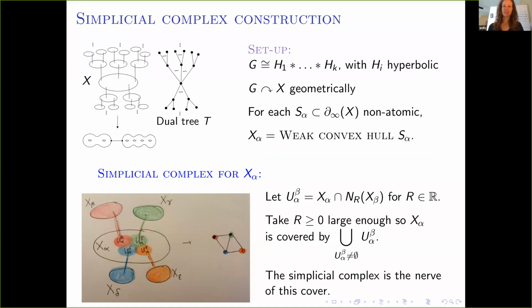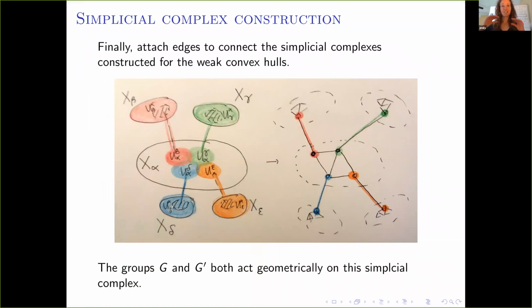Then the simplicial complex for the weak convex hull X sub alpha is just the nerve of this cover. There is one vertex for each set U alpha beta, and they're connected by an edge if the two sets intersect. And you can prove that this nerve is quasi-isometric to the weak convex hull X sub alpha. So we're going to replace X sub alpha with this simplicial complex. And you can do this for each non-atomic component in the boundary. Each circle gives you a weak convex hull, and you can build a simplicial complex in this way.